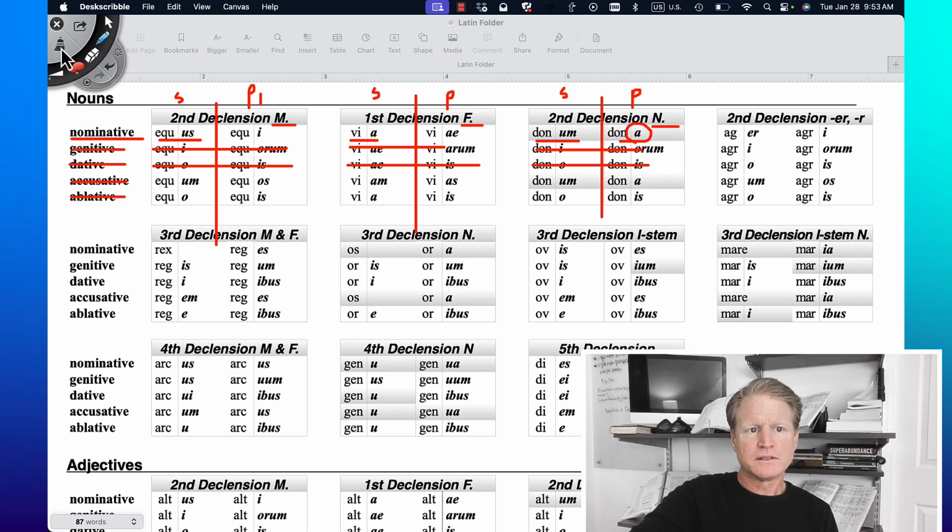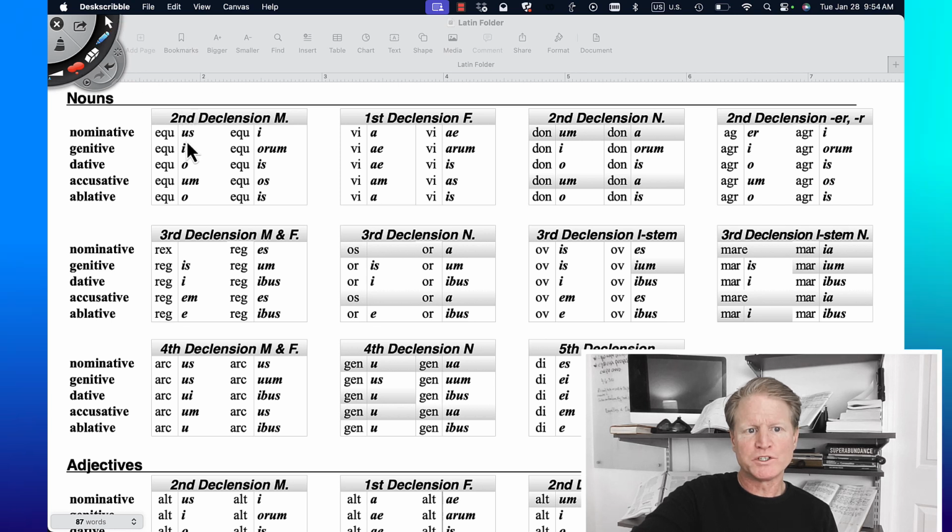So, all that red looks a little confusing to me. Let's get rid of it. Remember, we're just focusing on these two at the top. So we have equus, horse, equi, horses, via, road, viae, roads. By the way, some people are going to say via, road, viae, roads.